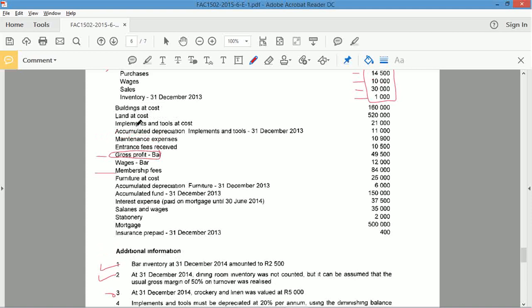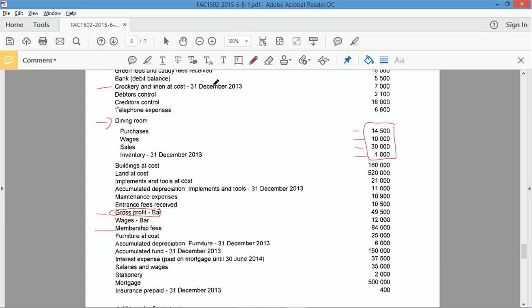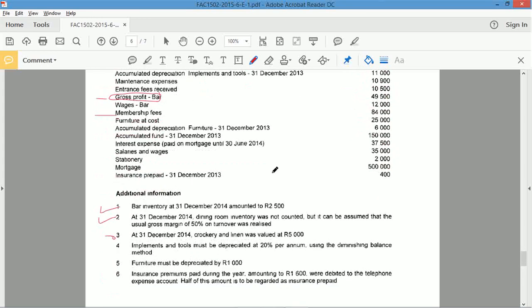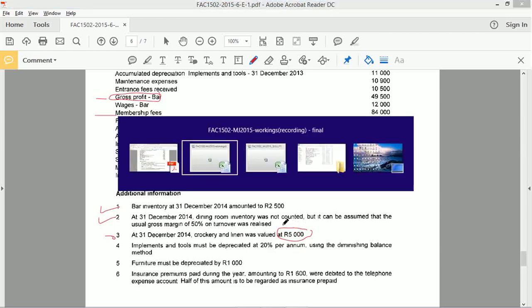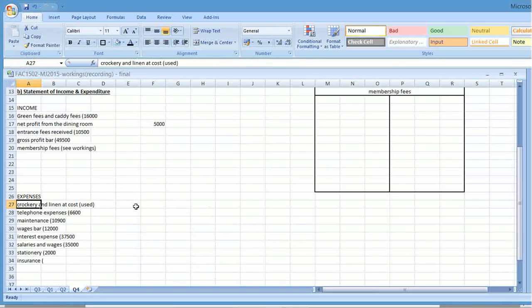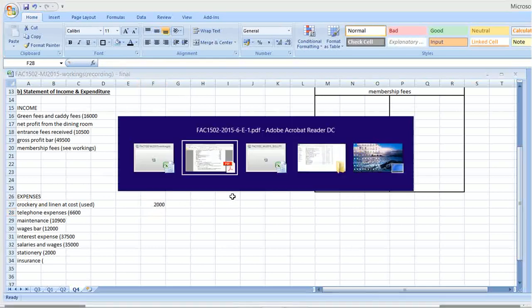Where was the crockery and linen? There, crockery and linen cost, that's the opening stock, 7,000. How much did you have at the end? You had 5,000. So there was obviously 2,000 that was used. It could be damaged or broken or used up, but 2,000 would have been what I would record there for crockery and linen.